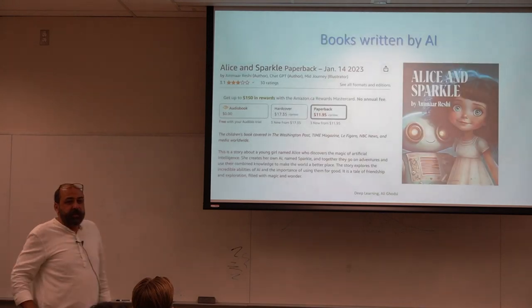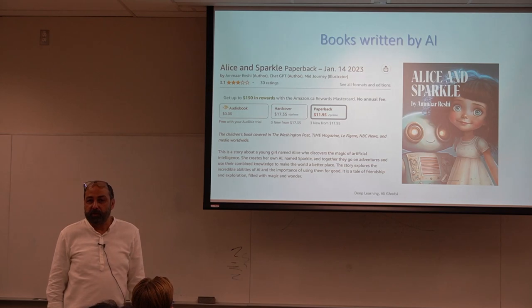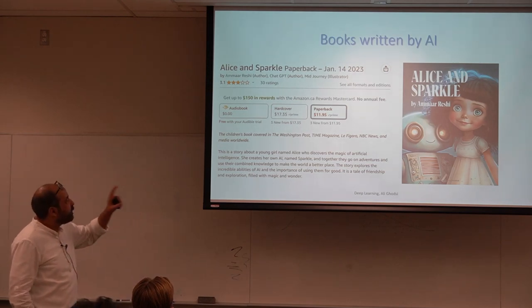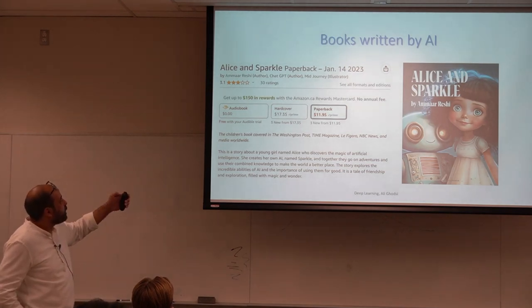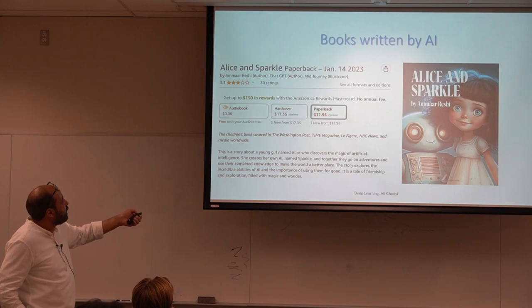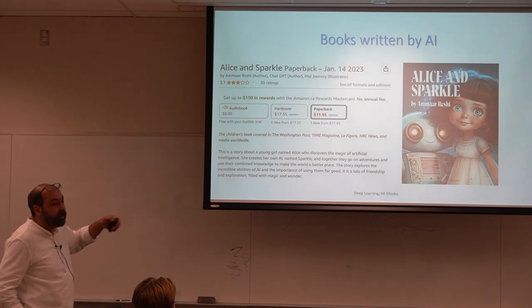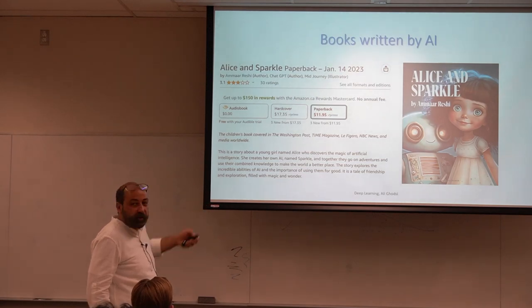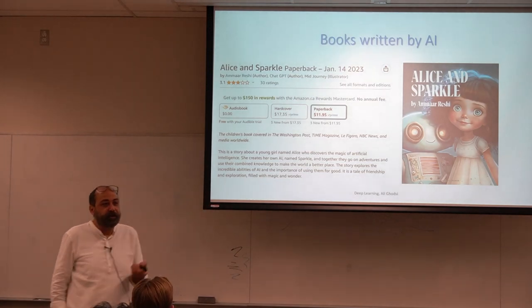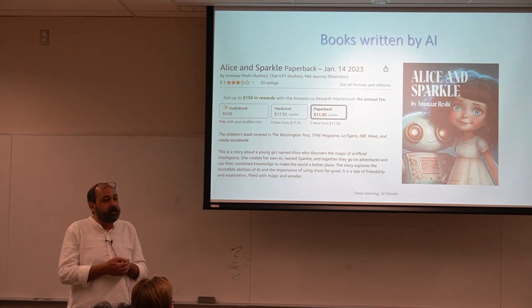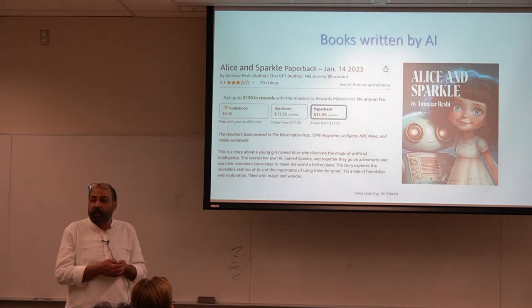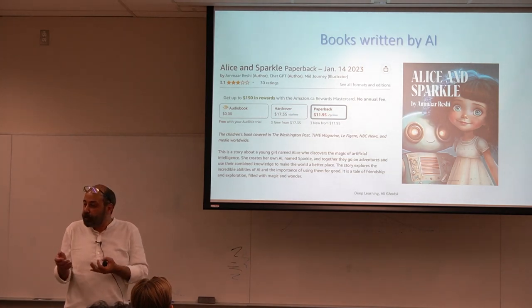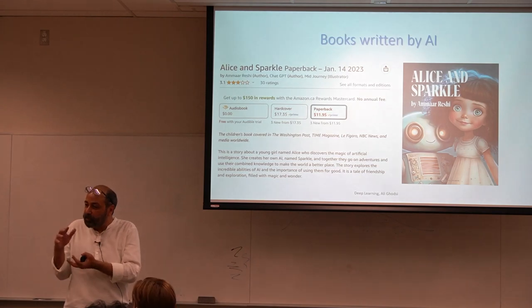There are books written by generative models. This book is written by ChatGPT. You can see that it's on Amazon. The co-author is ChatGPT, and the illustrator of the book is Midjourney, which is something similar to Stable Diffusion, for example, which convert text to images.